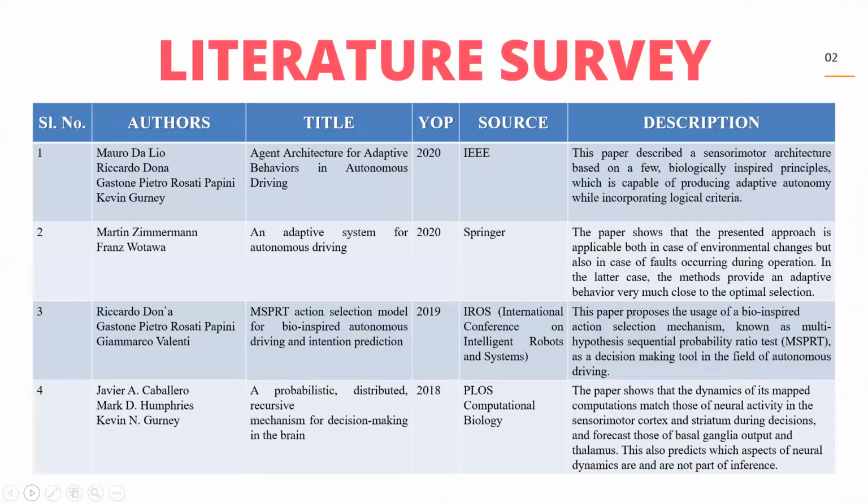Next up is the literature survey. The first paper, Agent Architecture for Adaptive Behavior in Autonomous Driving, published in 2020, is the one we are most focused on. This paper describes how a sensory motor architecture influenced by the human brain can be used to better autonomous driving. The second paper, An Adaptive System for Autonomous Driving, published in 2020, involves some approaches and analysis of some algorithms which improve autonomous driving.